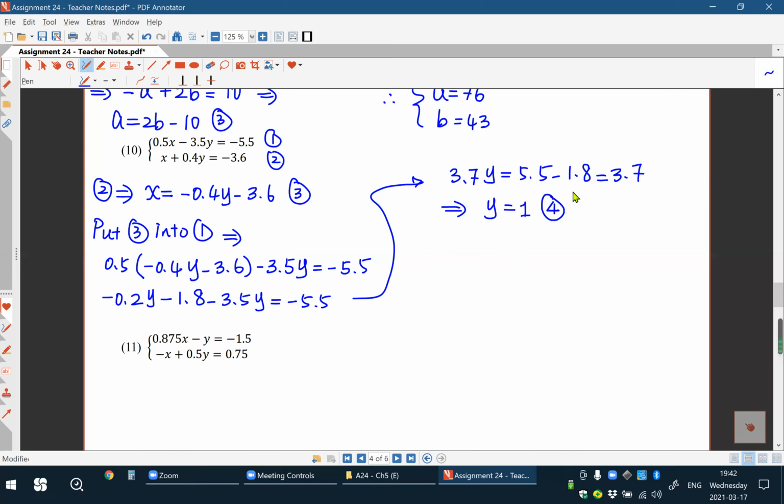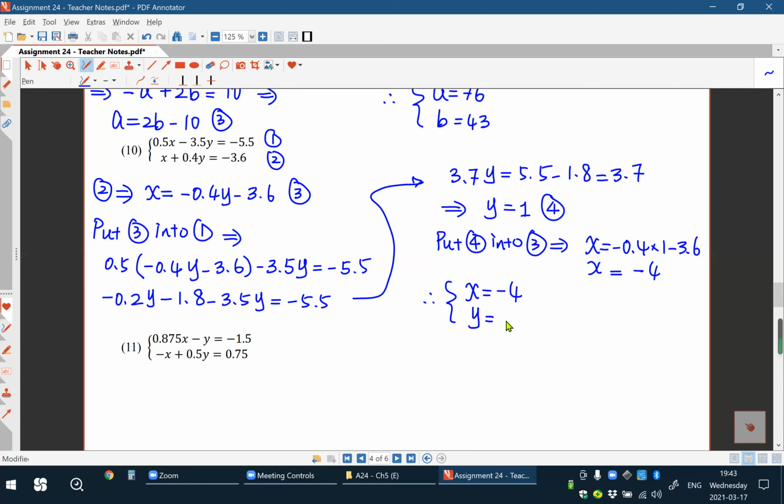Okay, let's call this number 4. Then we can put 4 into 3 to solve our x there. So that means x equals minus 0.4 times 1 minus 3.6, which is minus 4, right? Okay, so the final solution is x is minus 4, y is 1. All right, any questions?